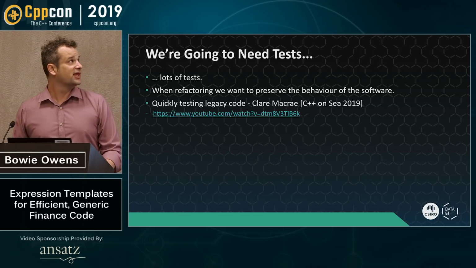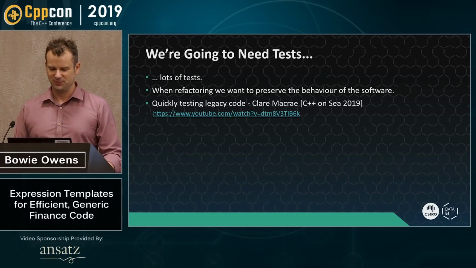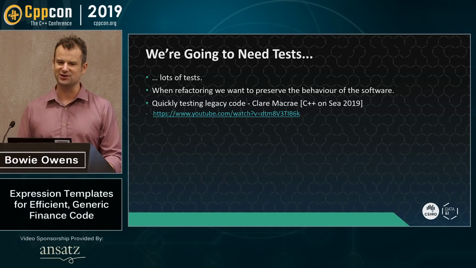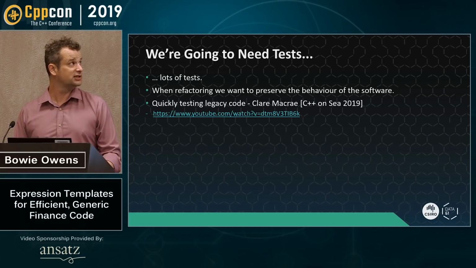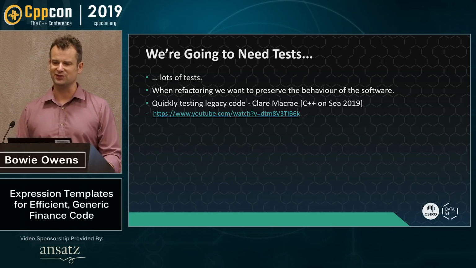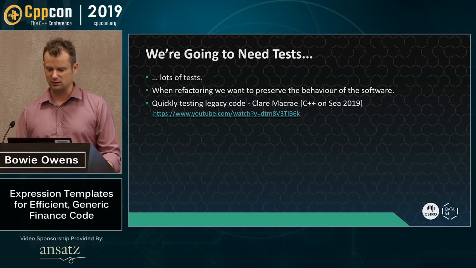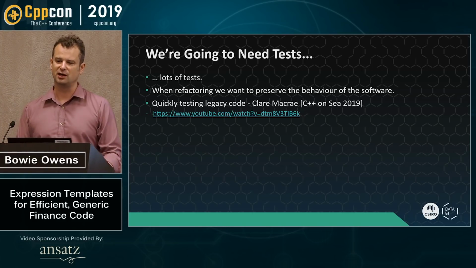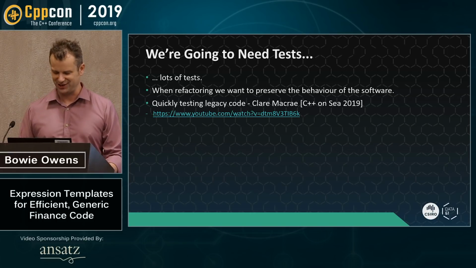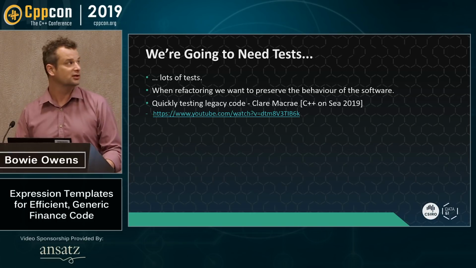Now, it should go without saying that we're going to need tests, but I'll say it anyway. Whenever we're going to refactor code, we should have some tests to make sure we don't unintentionally change the behavior. The strategy for testing that I use is essentially equivalent to Clare McRae's approval testing. I've given a link to her talk at CppCon, and I noticed she's actually in the room today, so that's nice. I do recommend this talk.